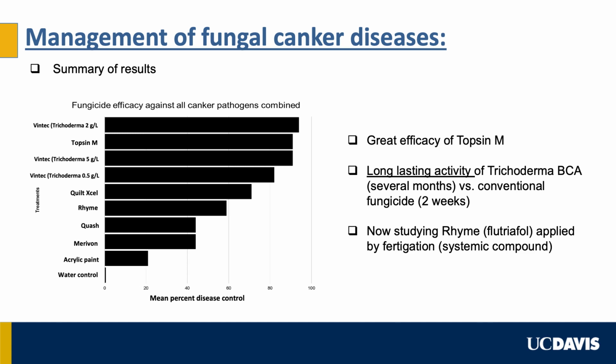Bottom line here is we have one great product, no doubt: thiophanate methyl, or Topsin M. We are always anywhere between 80, 90 to 100% pruning wound protection with thiophanate methyl. Then we have products with sort of a moderate activity, meaning that they work for some fungal species, but maybe not others. These might be Quit XL and Rhyme.